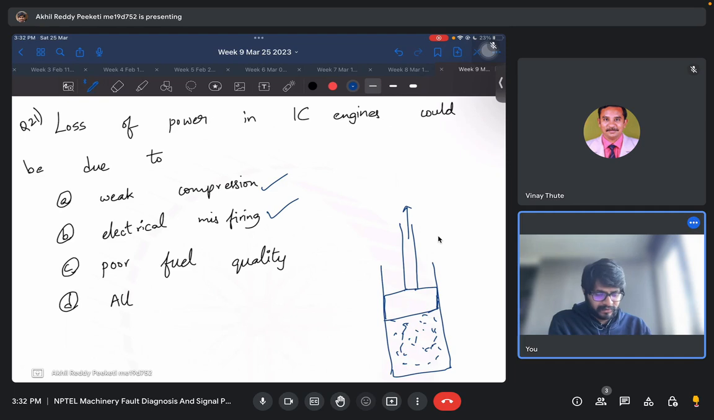If your fuel quality is poor, it does not have that much carbon content, such that that much expansion is not happening after ignition, then also you will lose power. So all of them would lead to loss of power in IC engines. Okay, so if you are not compressing the gas strongly enough, or if there is misfiring of the spark ignition, or if the fuel quality is very poor, then you would lose power.